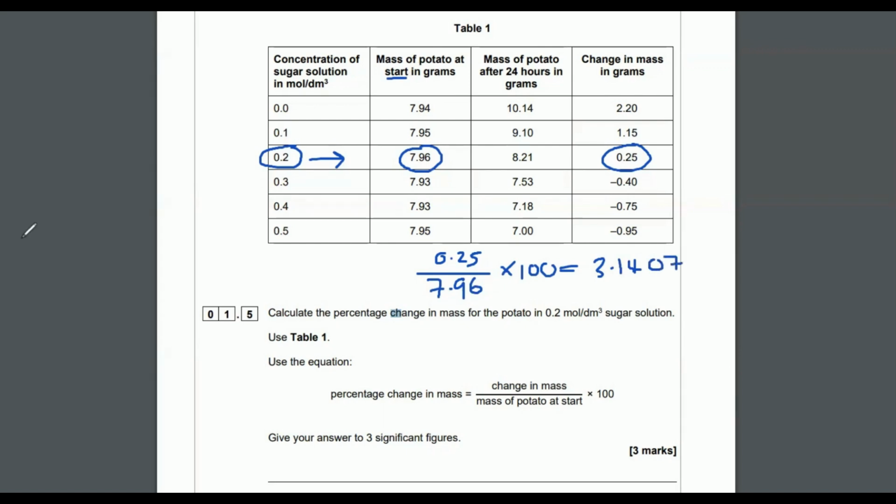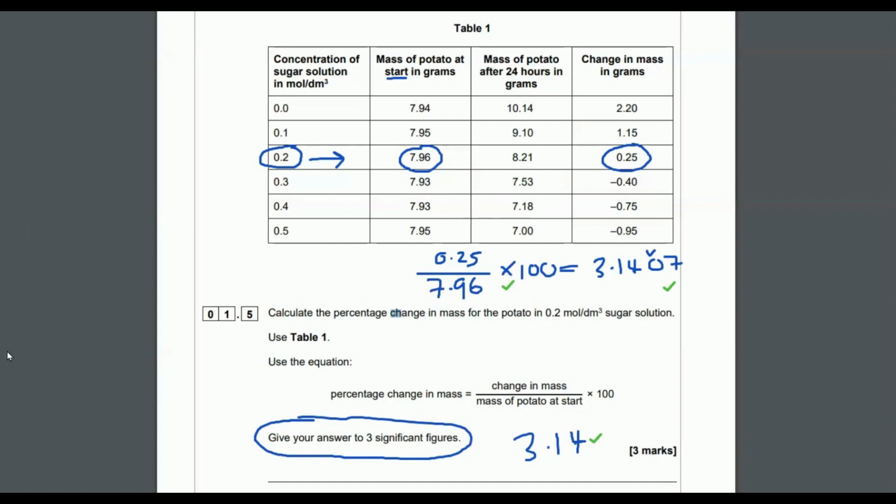Now, this will only get you 2 marks, and you'll have to kick yourself if you've missed the third mark, because the third mark is give your answer to 3 significant figures. So I need to only put 3 of these numbers down. And as the 0 is less than 5, we're going to keep it as 3.14. And that gets you the third mark. All right, let's move on.